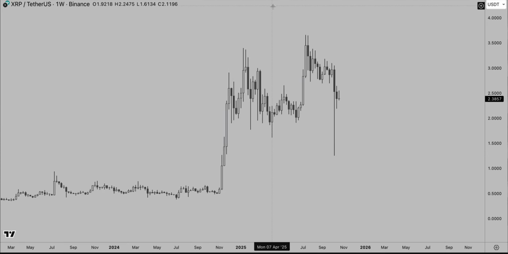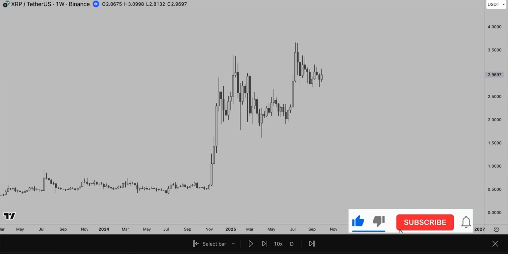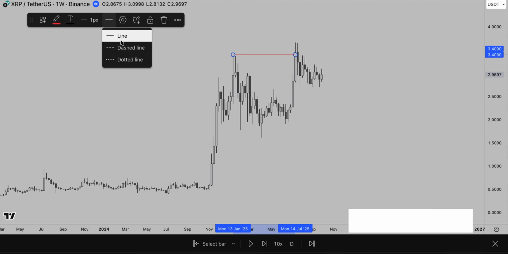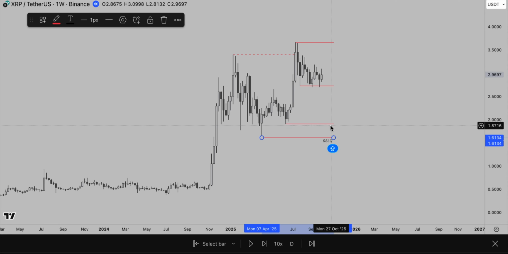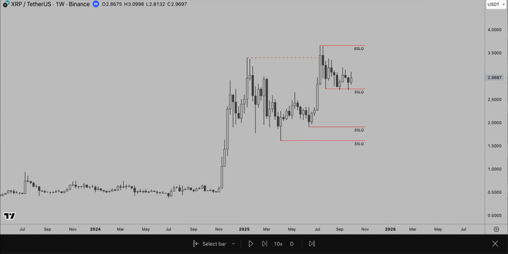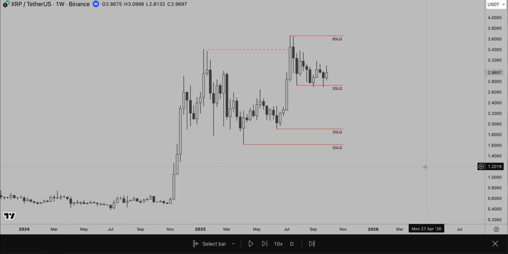Now I'm going to use the replay tool down here, and what we can see first is let's mark on all of our external range liquidity. Now let's mark on all of our internal range liquidity. On the weekly time frame, what we now want to mark on is all of these key areas that we're expecting price to go to.